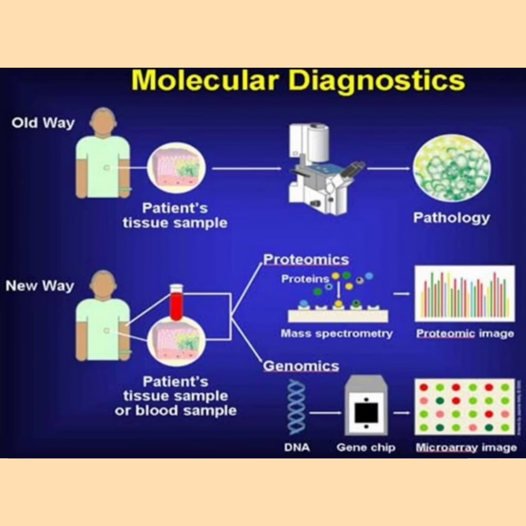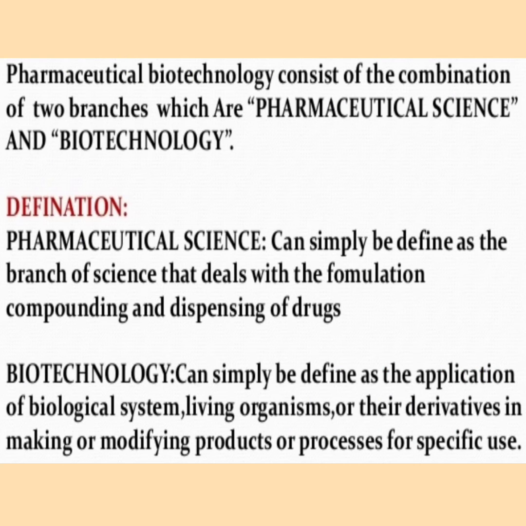In proteins we can see the proteomic image is obtained. Pharmaceutical biotechnology consists of the combination of the two branches, which are pharmaceutical science and biotechnology. Pharmaceutical science can simply be defined as the branch of science that deals with the formulation, compounding and dispensing of drugs. Biotechnology can simply be defined as the application of the biological system, living organisms or their derivatives in making or modifying the products or processes for specific use.